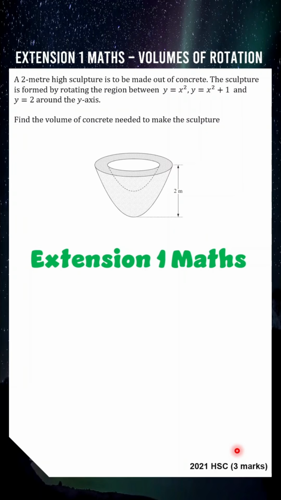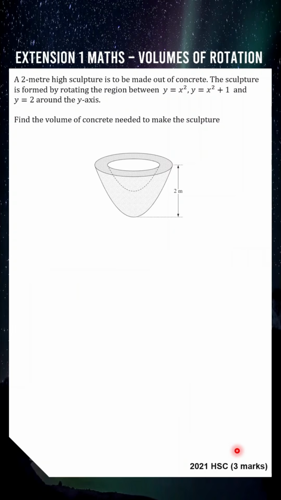This one is on volumes of rotation. We want to find the amount of concrete needed to make this sculpture, and the bounds of this sculpture are the lines y equals x squared on the outside and y equals x squared plus 1 on the inside. Let's chuck an axis on our diagram to make a little bit clearer what's going on here.